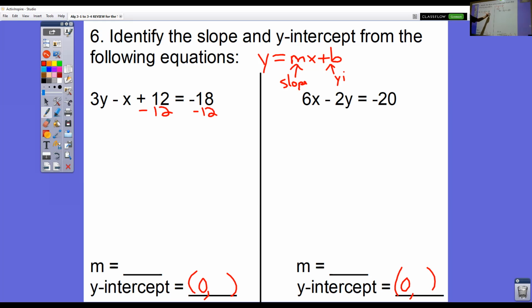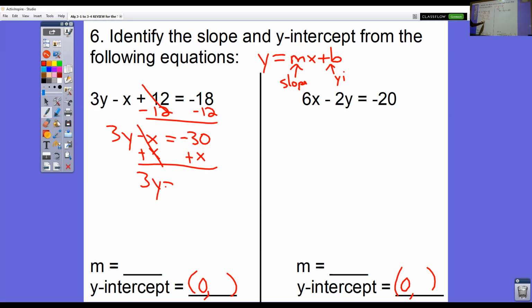So to get this 3y all by itself, the first thing that I would do is get rid of that 12 by doing minus 12 and minus 12. So I have 3y minus x equals negative 30, plus x and plus x to get that 3y all by itself. So I'm going to switch around the order here, keeping the sign in front of the negative 30, so that becomes a minus 30. And now divide by 3, divide by 3, divide by 3.